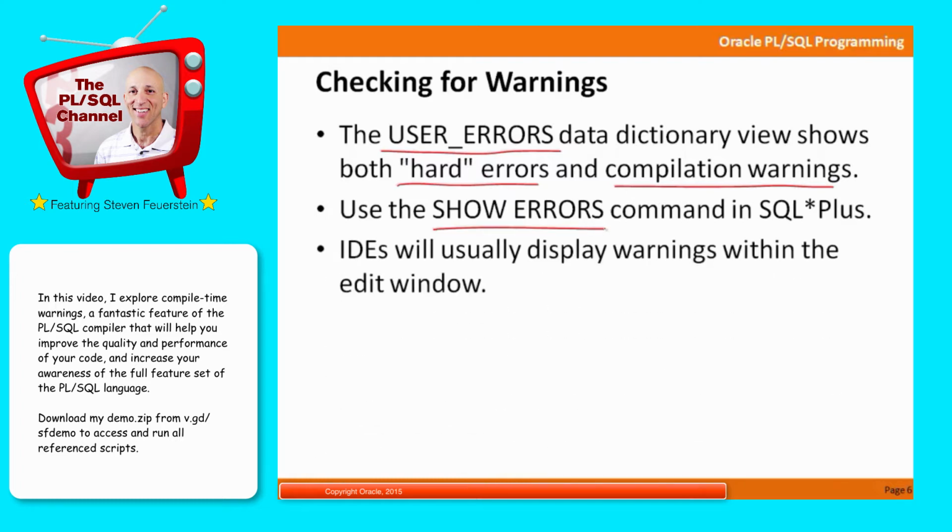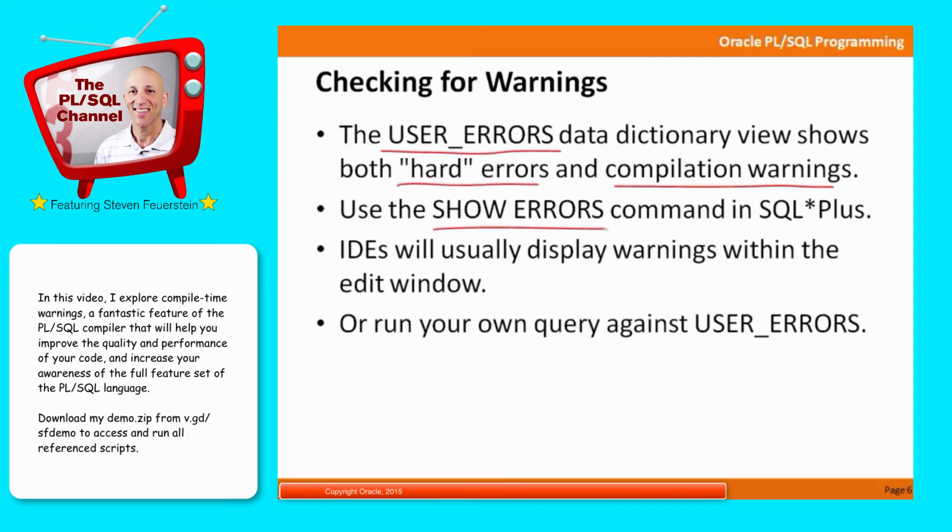Inside IDEs like Toad, the warnings will appear in the window along with the errors. And of course, if you wanted to, you could write your own select statement against user errors to display this information. But by and large, any place you would see compile errors, you will also see compile time warnings if warnings are enabled.